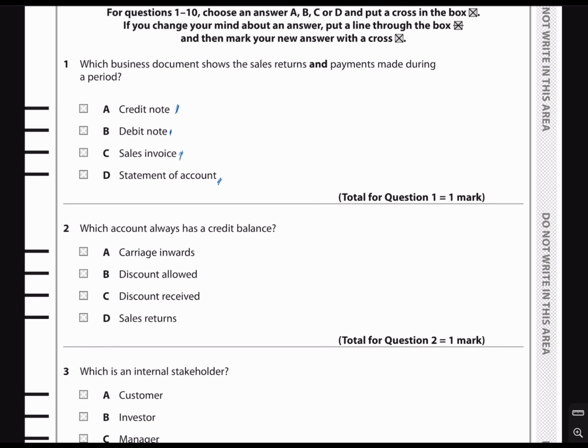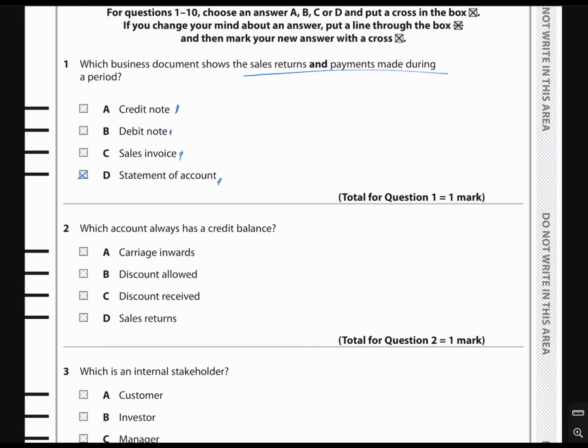It shows a summary of how much goods were bought, how much goods were sold, how much money was paid, how much goods were returned. So the entire summary of the transactions within a period or within a month. Where does it show? It shows on statement of account. So the only right answer we have got here is statement of account.